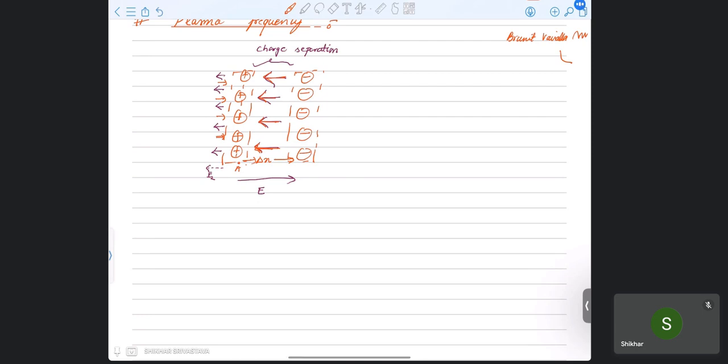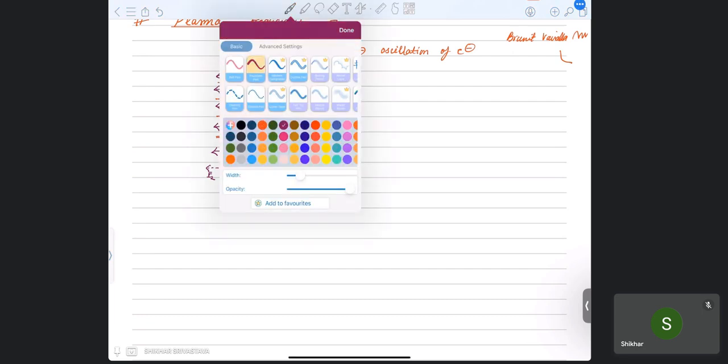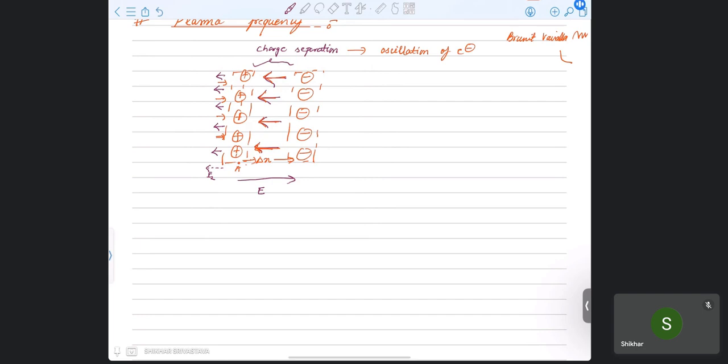So this charge separation leads to some oscillation, and the frequency associated with this oscillation of electrons is called plasma frequency. So let us derive the expression for that. Suppose this configuration is a kind of parallel plate capacitor configuration, which we study in electrostatics and dynamics. Parallel plate capacitor.